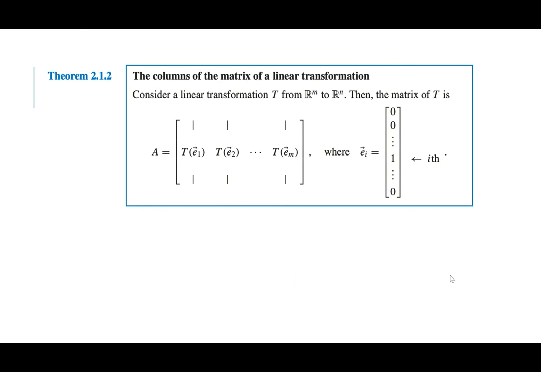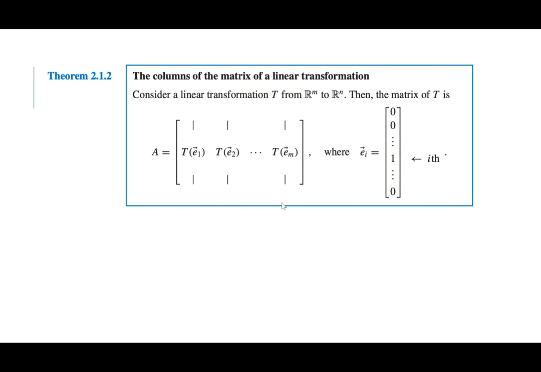All right, this is theorem 2.12 in your book. And it says, consider a linear transformation T from Rm to Rn. Here's the matrix of T. The matrix is what you get by making the columns equal to what the transformation does to each basis vector. So the first column is the transformed first basis vector. The second column is the transformed second basis vector, and so on till the transformed mth basis vector.